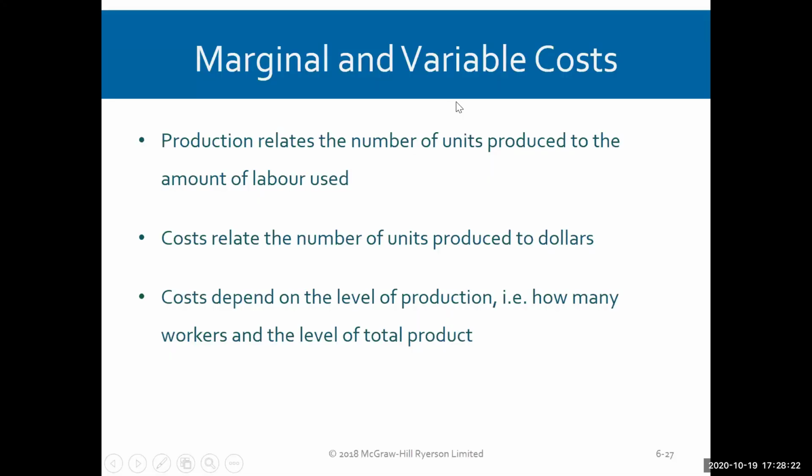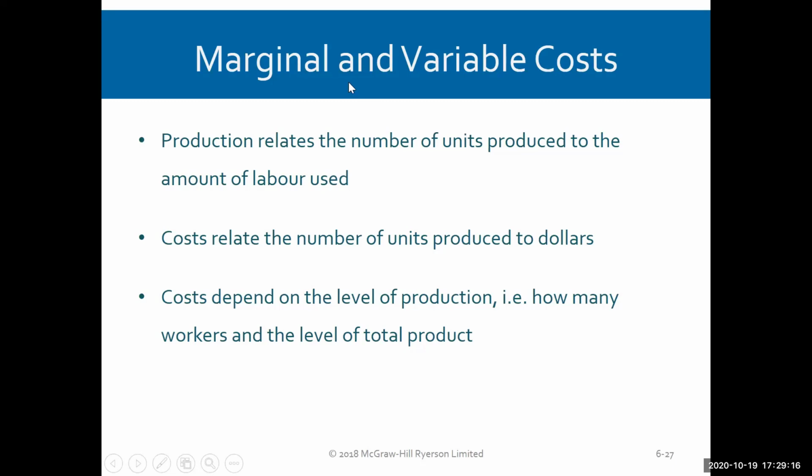So you can see in the first line there, while production relates the number of units produced, or the output, to the amount of labor used, or the input, it really isn't talking about costs at all, but we know that it costs to produce. So cost relates the number of units produced to the dollars you pay for the inputs. So costs, of course, depend on the level of production. For example, how many workers you hire, how much labor you're paying for, as well as how much you want to produce. What is the level of the total output that you're producing?